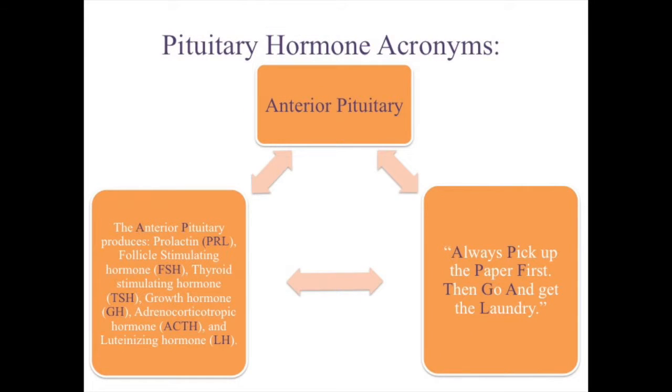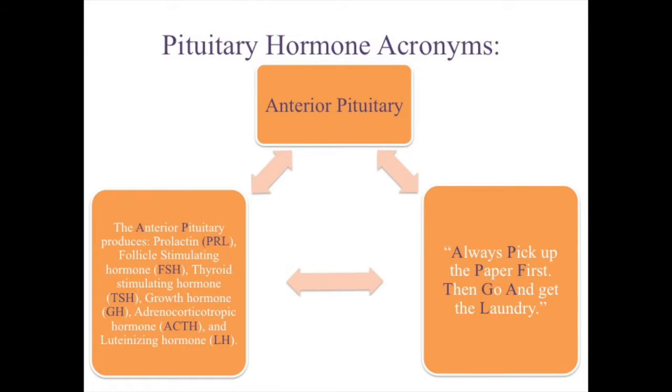Continuing on with the pituitary gland and its hormones, we'll go to the anterior pituitary. The anterior pituitary produces prolactin, follicle-stimulating hormone, thyroid-stimulating hormone, growth hormone, adrenocorticotropic hormone, and luteinizing hormone. So the anterior pituitary produces its own hormones and a lot more hormones than the posterior pituitary.